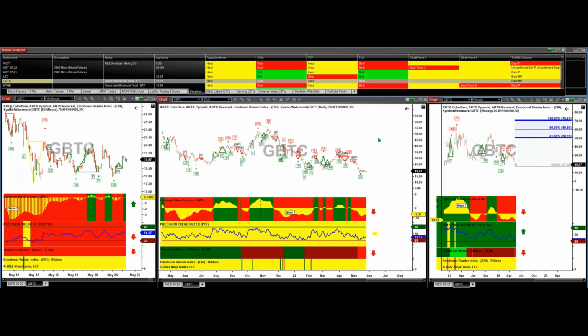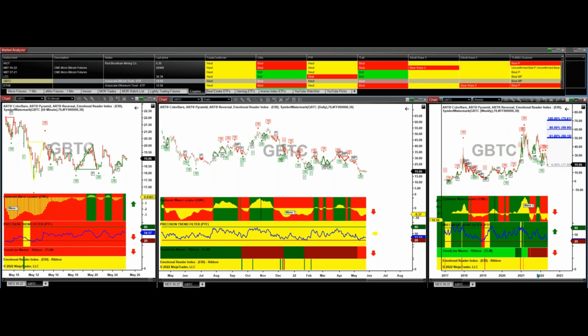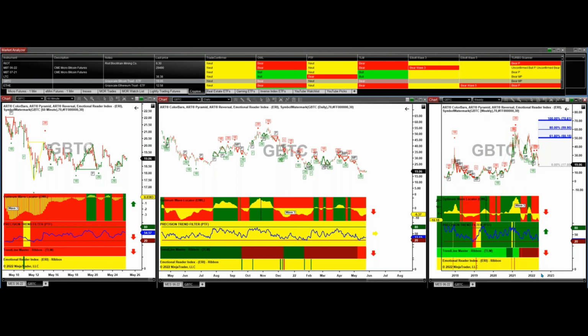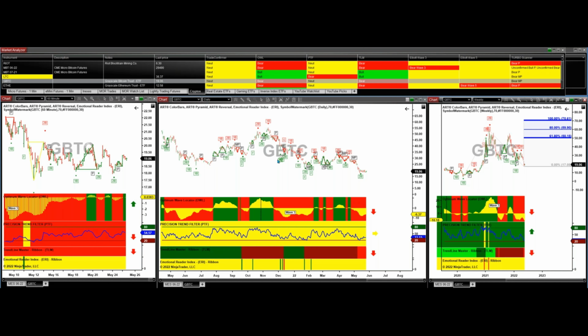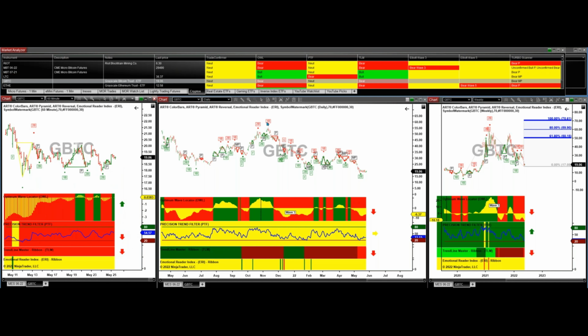So hopefully if you were in it on the long side, you're out already, had plenty of time to get out. And waiting for that possible long trade, but maybe not, it might not turn out. So don't be in such a rush on that one as well, okay?